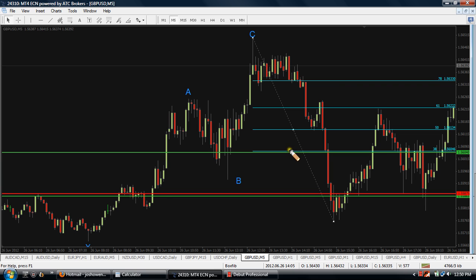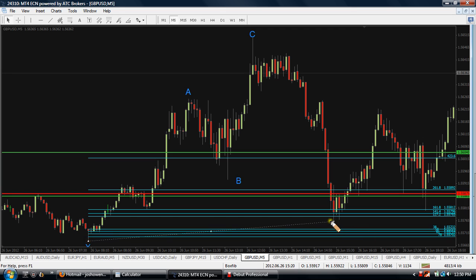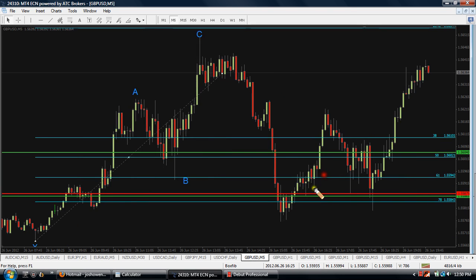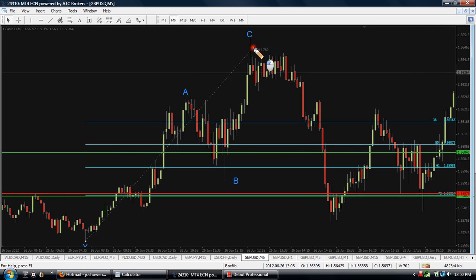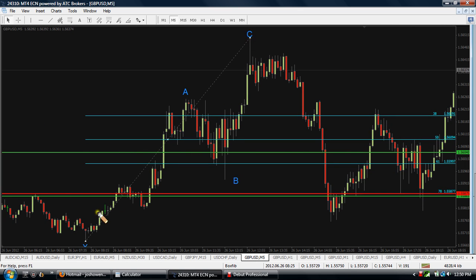So this all happened today. From London Open was our X to pretty much right before New York Open was our A. Retraced down to B. Made it up to C. We got our D entry here based on the X to C retrace. So X to C gives us our D right down here.